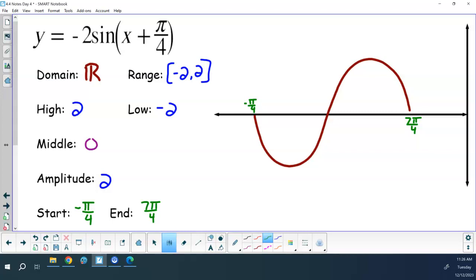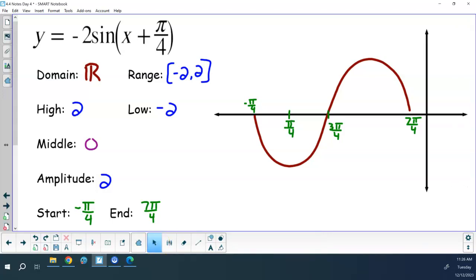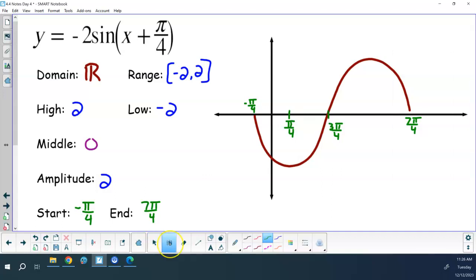Negative 1 plus 7 is 6. Divided by 2 is 3. Negative 1 plus 3 is 2. Divided by 2 is 1. Which means then that my vertical will be right in there. 3 plus 7 is 10. Divided by 2 is 5.